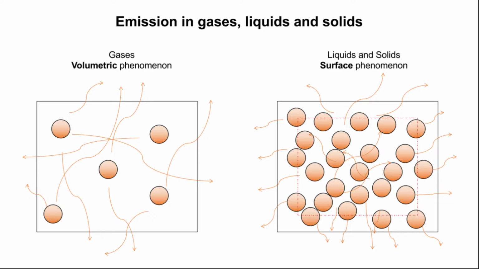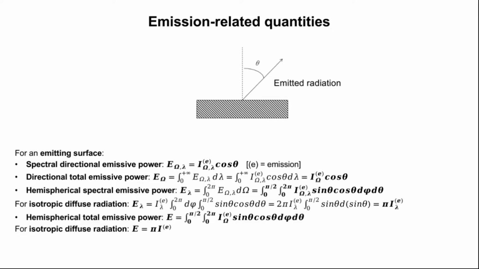On the contrary, molecules are much closer to each other in liquids and solids, and only the radiation coming from the surface of a liquid or solid can escape without interaction or being reabsorbed. So emission is a volumetric phenomenon in gases, while it's a surface phenomenon in liquids and solids. We will discuss emission in gases later, but now let's concentrate on emission in liquids and solids.